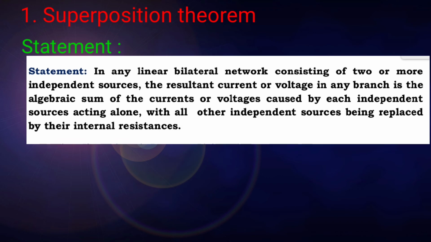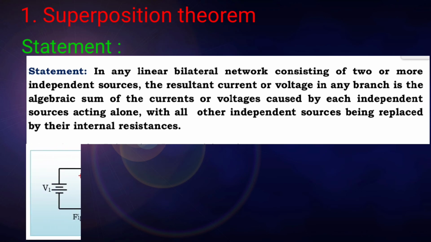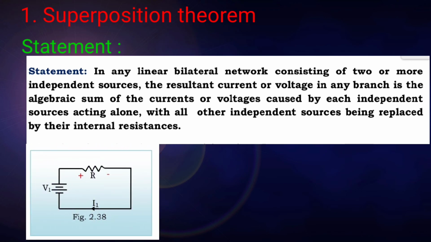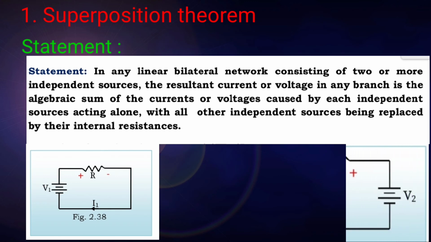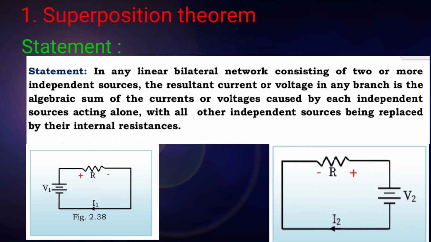You can try to understand here. What are the things we need to do here? We have to consider a single source. By that time, the other source has to be replaced by its internal resistance, and vice versa we need to do for the second source. Like the first source, by that time the second source has to be replaced by its internal resistance. When we go for analyzing the second source, by that time the first source has to be replaced by its internal resistance.